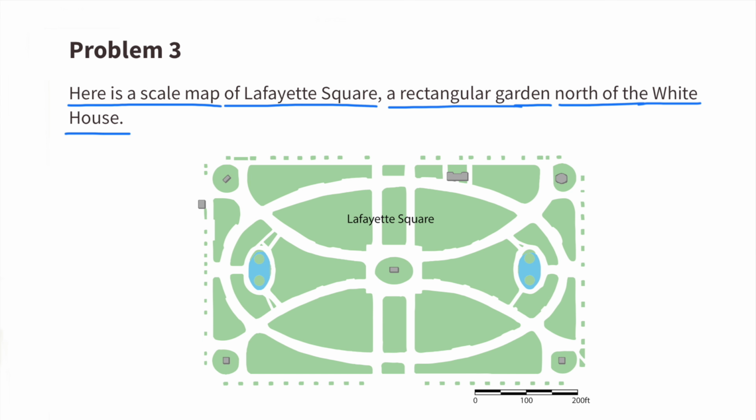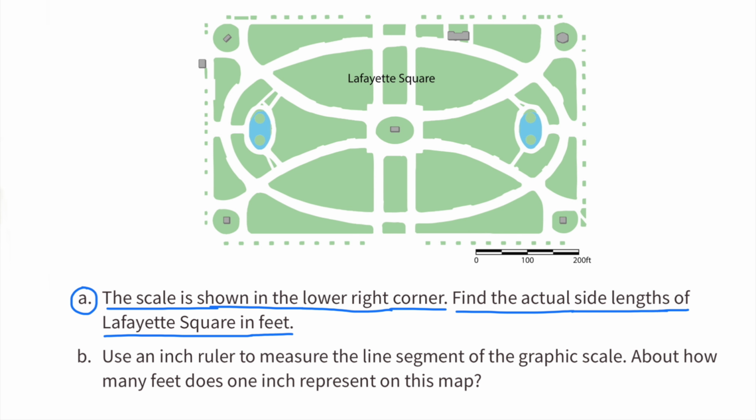Number 3. Here is a scale map of Lafayette Square, a rectangular garden north of the White House. A. The scale is shown in the lower right corner. Find the actual side lengths of Lafayette Square in feet.